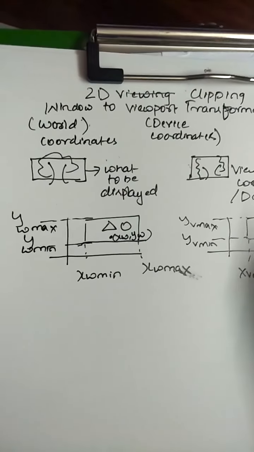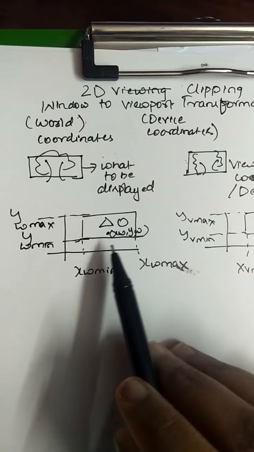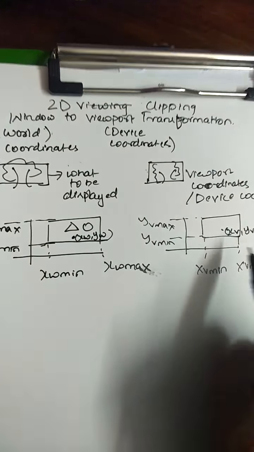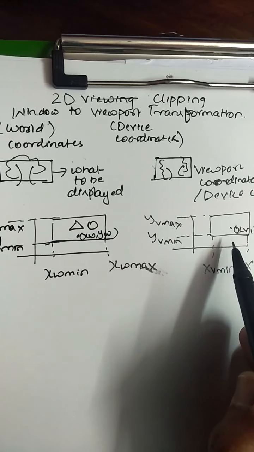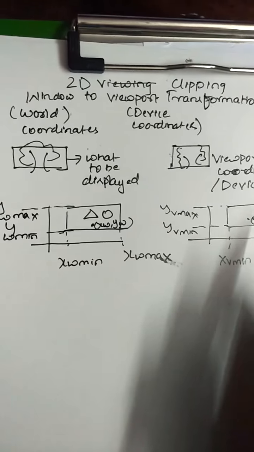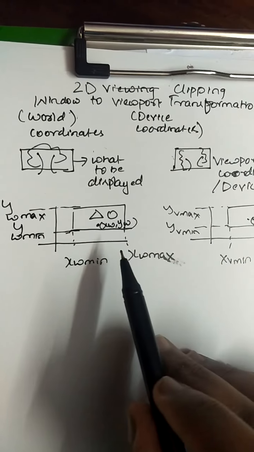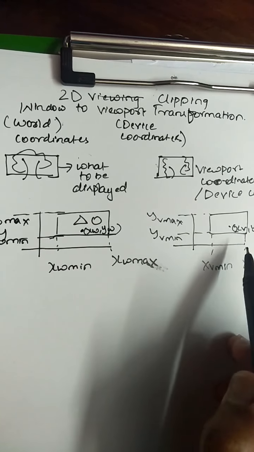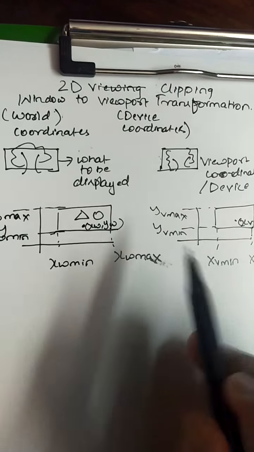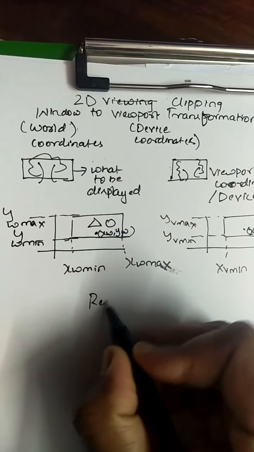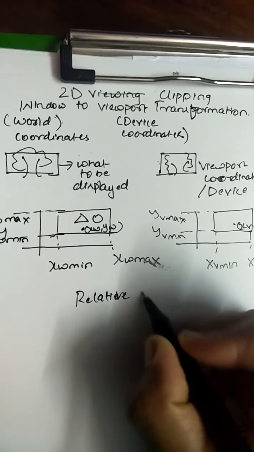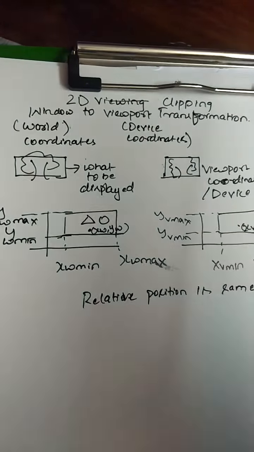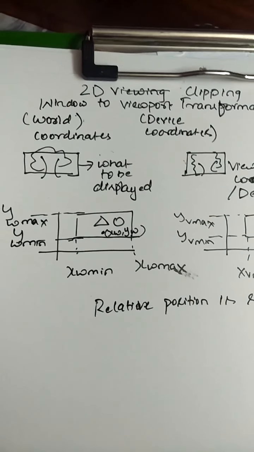So when we display actual objects to the device coordinates or viewport coordinates, the size of the object will be small. So the scaling happens, and we have to keep that in mind. Even though the size differs, the position where it gets displayed inside the viewport remains the same. That means the relative position is the same.